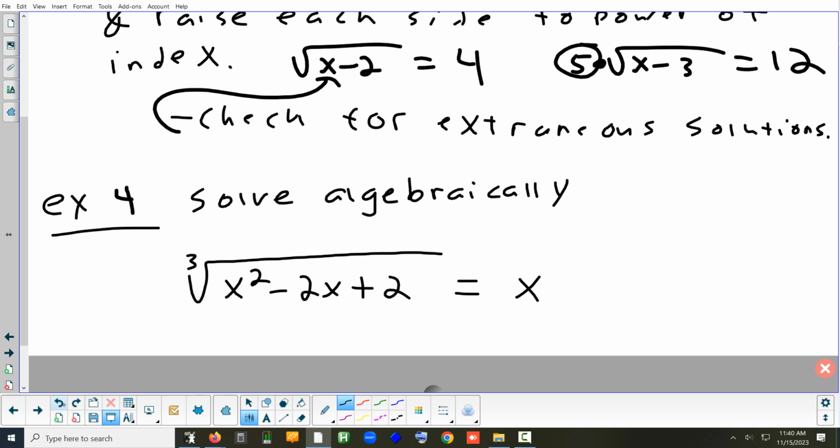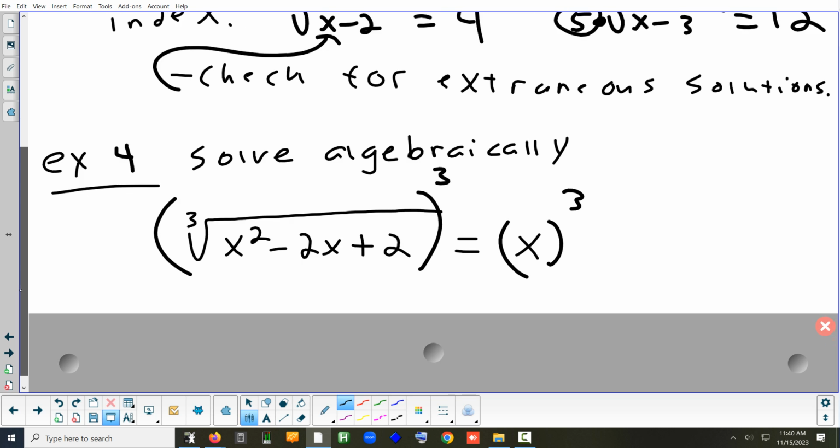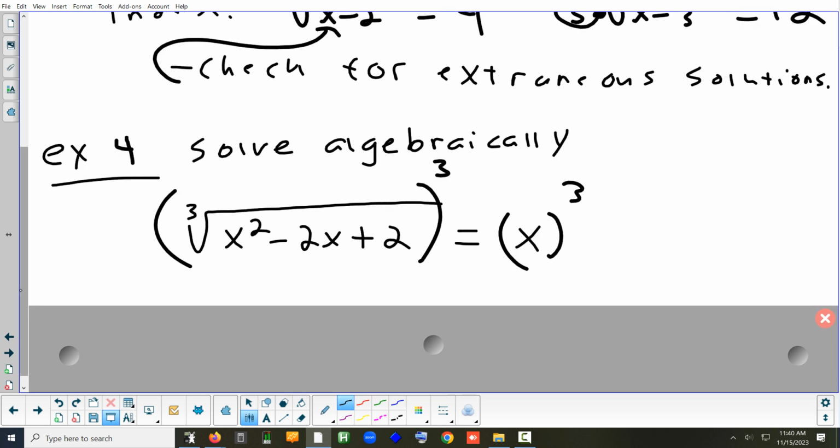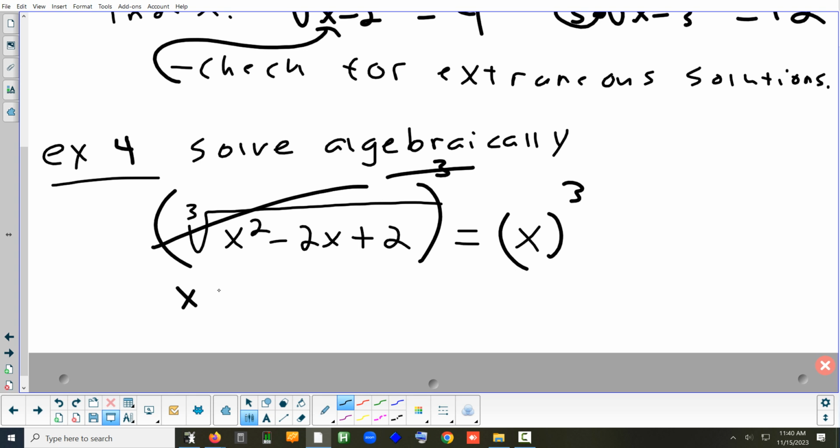Can you say it again without saying the words add, subtract, times, or divide? Raise it to the third power, yeah. So you're going to raise each side to the third power. Okay, and the same thing here. What happens on the left when you cube a cube root? Yeah, the radical is gone. You still have the radicand. Squared minus 2x plus 2 equals x cubed.